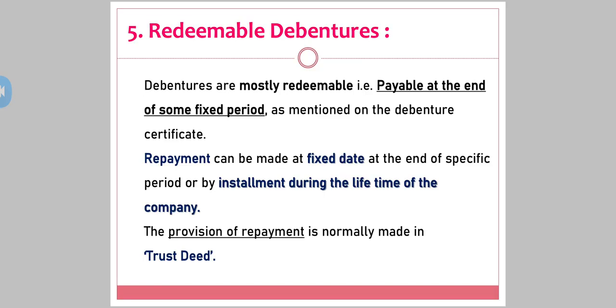Now repayment can be done at a fixed date. At the time of maturity, the company is going to repay the amount, or at the end of a specific period, as we have just seen, or by installment during the lifetime. Let's say the company has issued debentures for 5 years. The company may say that I'm going to repay a small amount every year, and in these 5 years I'm going to repay the amount back. The provision of repayment is normally made in the trust deed. Trust deed we have seen.